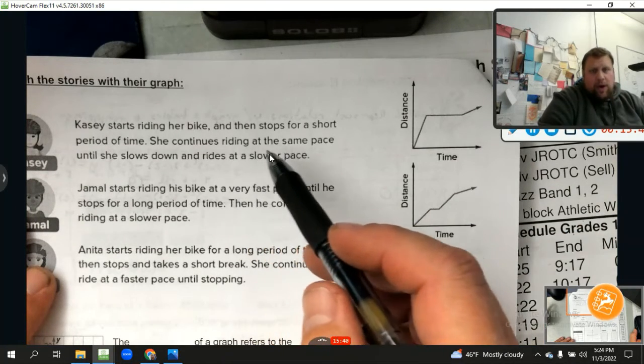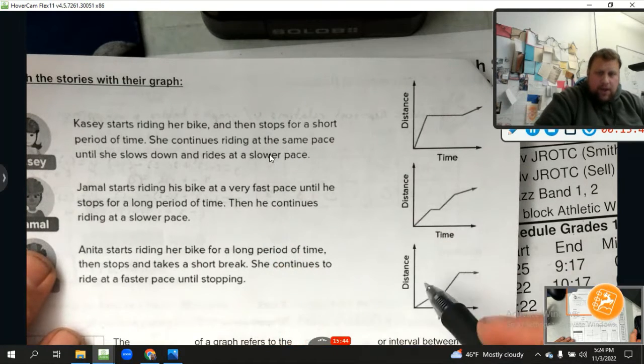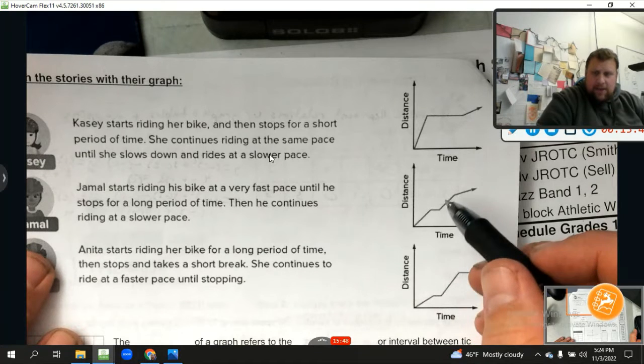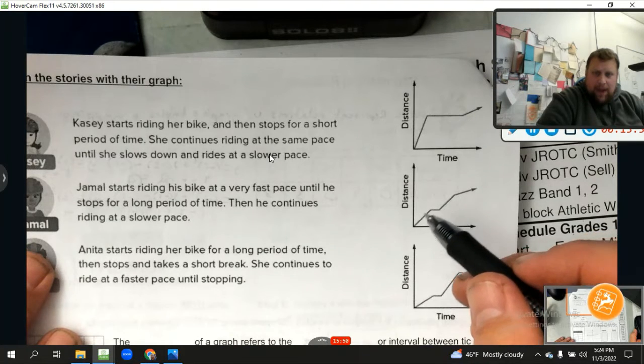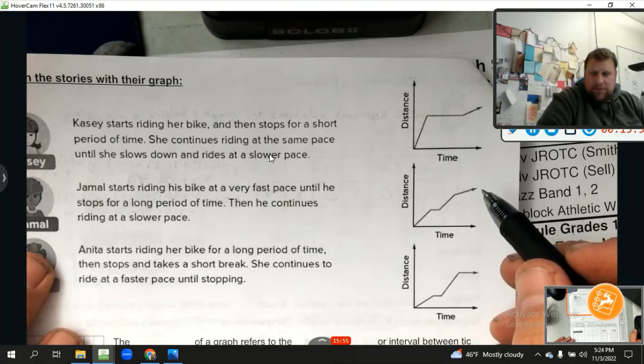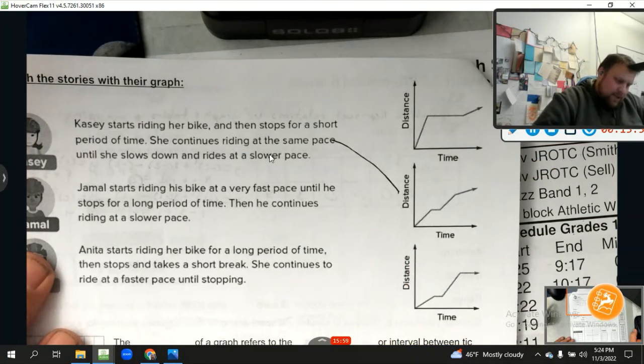She continues riding at the same pace until she slows down and rides at a slower pace. So, this one continues riding at a quicker pace. This one appears to ride at the same angle, which means it's the same pace. And then see, she slows down for a slower pace but keeps riding. Clearly, this graph represents Casey.